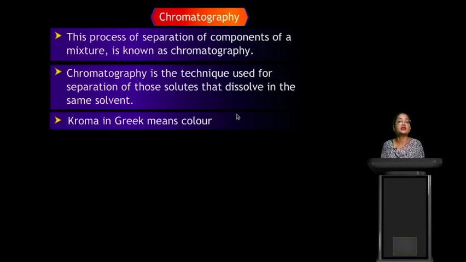So what is this chroma in chromatography? It is a Greek derived word. What does it mean? It means color. So it's mainly used to separate colors, right? We just saw that dyes are separated, so that's why colors are usually separated through chromatography.